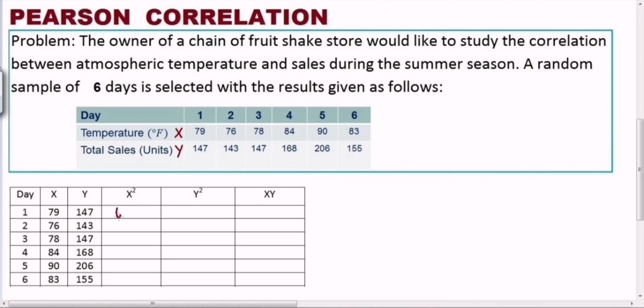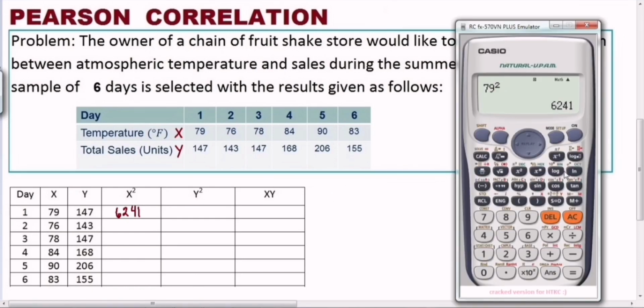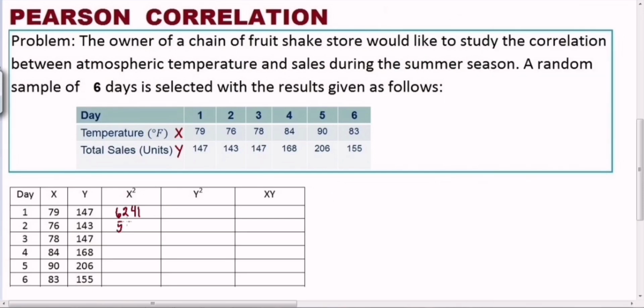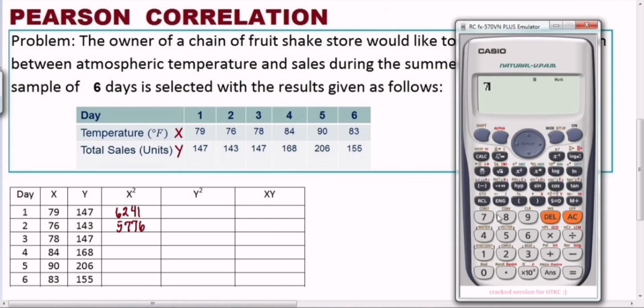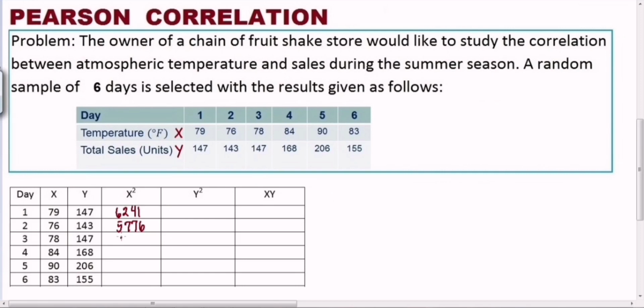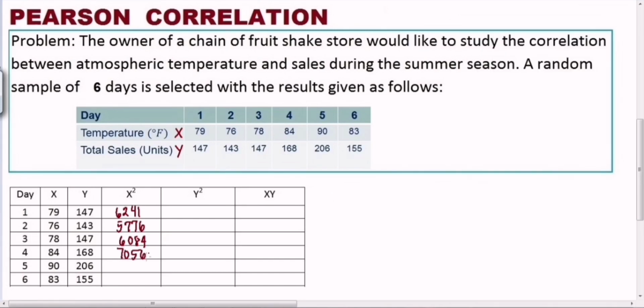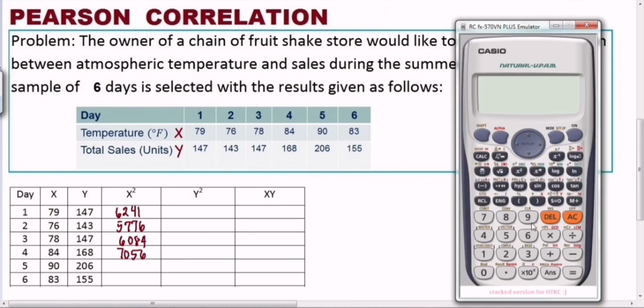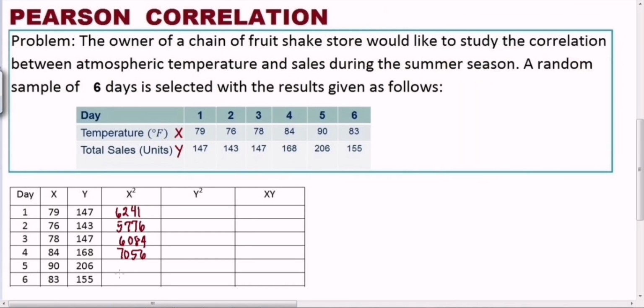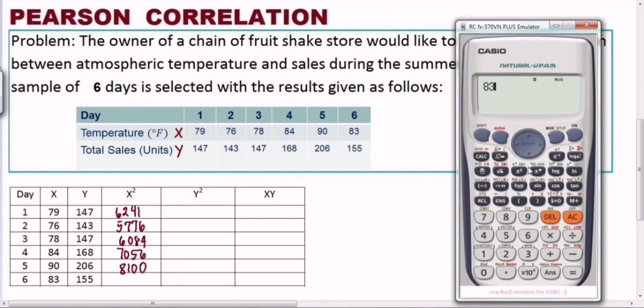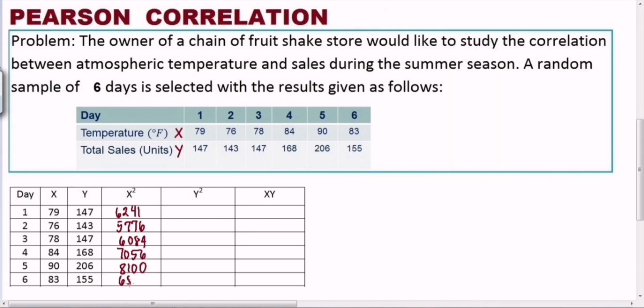So, 6241. And then, next one would be 76. So, 76 squared. Ayan. So, 5776. Lagay nyo lang dito sa katapat. And then, sunod, si 78. So, 78 squared. Ayan. So, 6084. And then, 84. 84 squared. So, 7,056. And then, 90 na tayo. So, 90 squared. So, 8,100. And then, 83 squared. Ayan. Okay, so 6889.